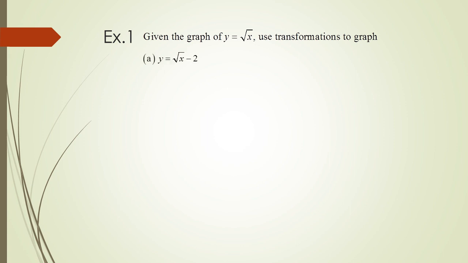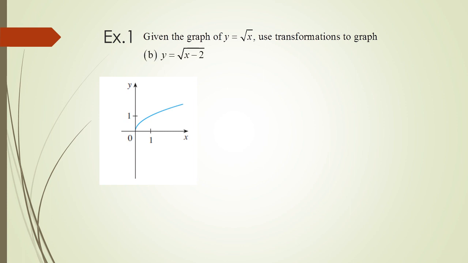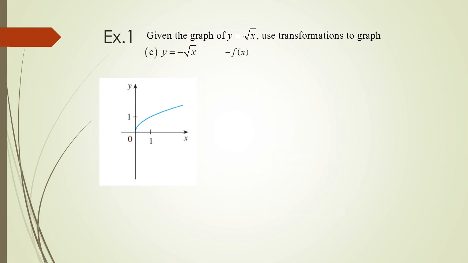Now let's see the first one. A, root x minus 2, which is the function minus 2, shifts 2 units downward, like this one. Shift the graph 2 units downward. B, y equals the root of x minus 2, which is f of x minus 2 in the parentheses, which means shift 2 units to the right. C, y equals minus root x, which is minus f of x. Then we reflect about the x-axis. Okay, we get this new function curve.